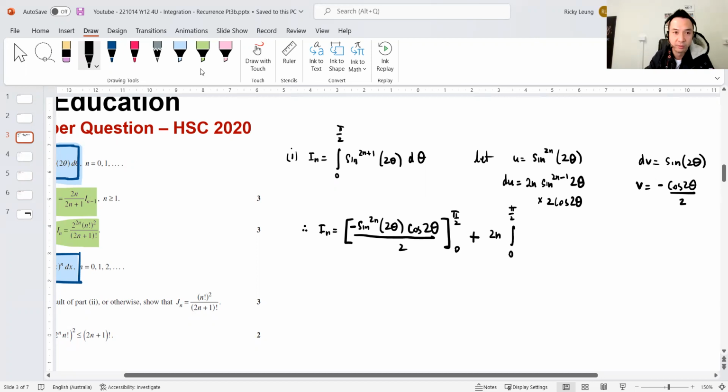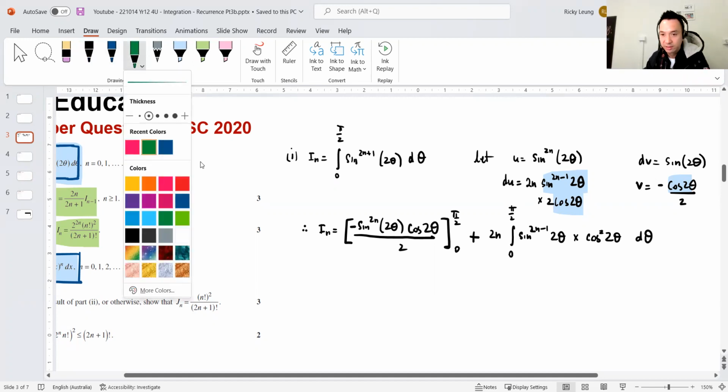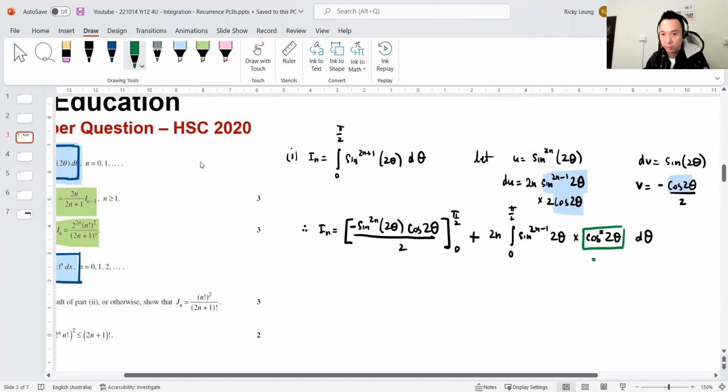Now let's see. What do I have here? I've got 1, 2, 3 things multiplied, right? So cos squared, good, because right now it's sine 2n minus 1 double angle multiplied by cos squared double angle d theta. Feels like I'm going to use now the identity for this guy of 1 minus sine squared double angle to get my in back in. So let me just make sure that's right.